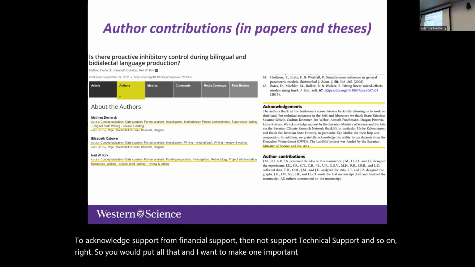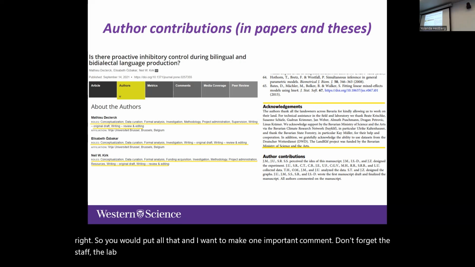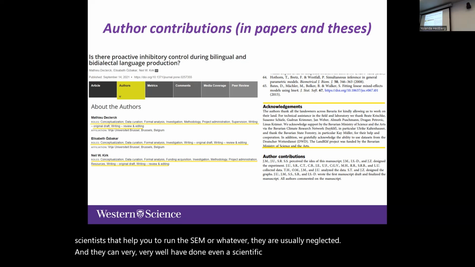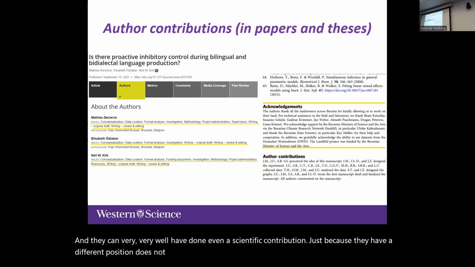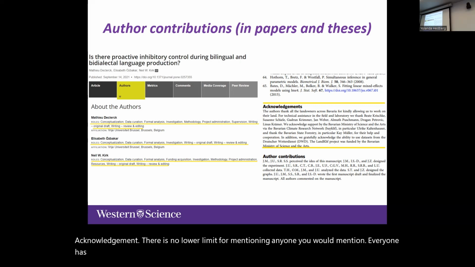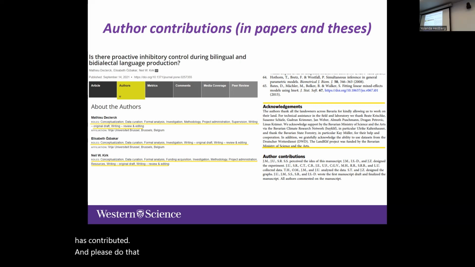And I want to make one important comment. Don't forget the staff, the lab technicians, the scientists that help you to run the SEM or whatever. They are usually neglected, and they can very, very well have done even a scientific contribution. Just because they have a different position does not mean otherwise. Everyone who has scientifically or technically contributed should be mentioned, at least in the acknowledgement, right? There is no lower limit for mentioning anyone. You would mention everyone who has contributed. And please do that. It will make your life so much easier.